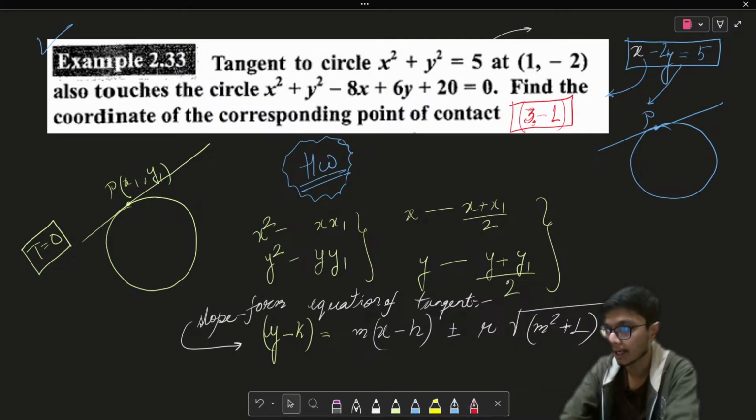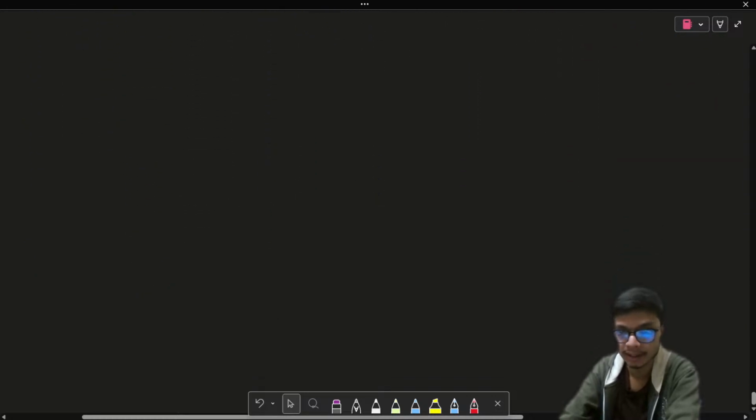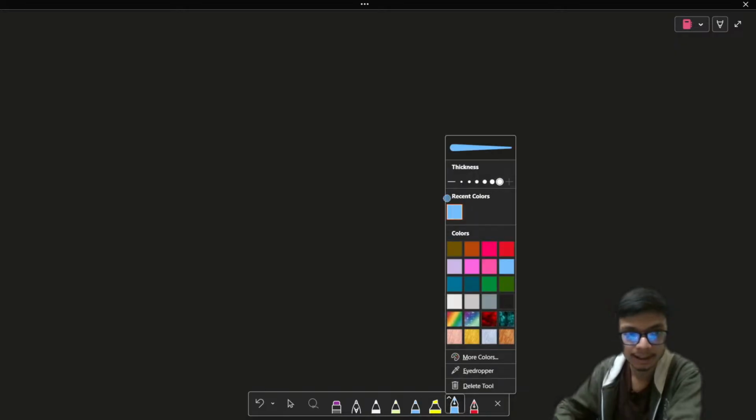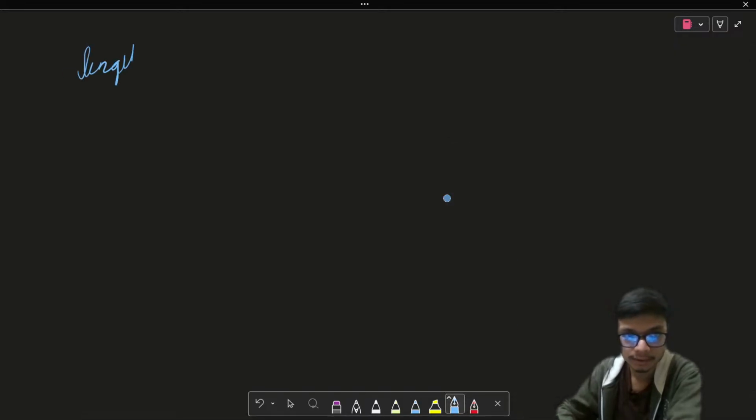This is where we discussed till in our last class. Now today let us quickly discuss another important concept, that is basically called the length of tangent from a point to the circle.